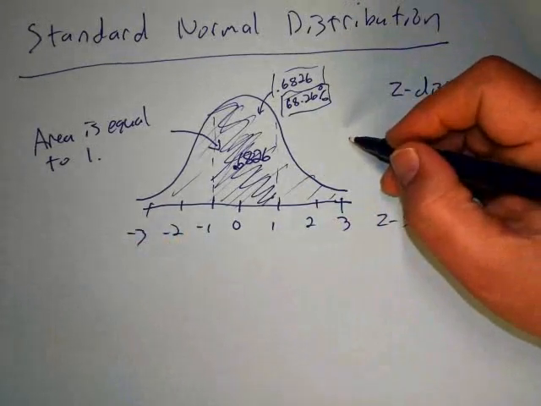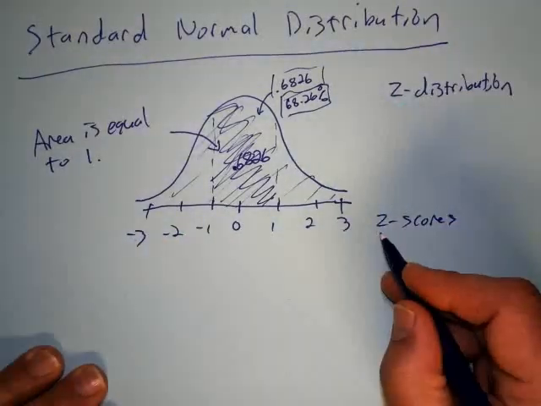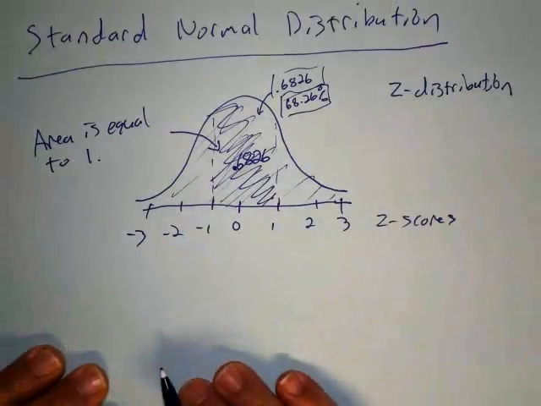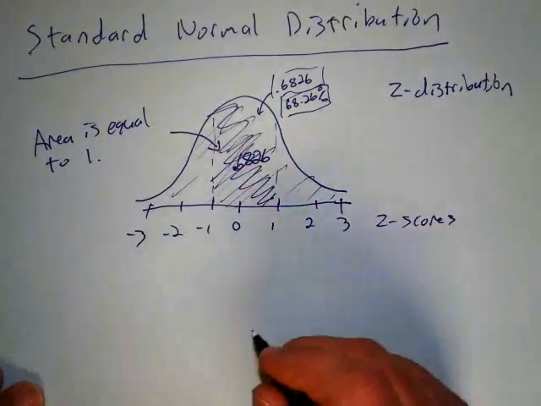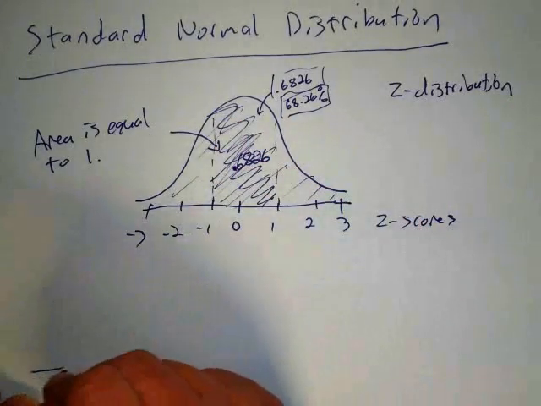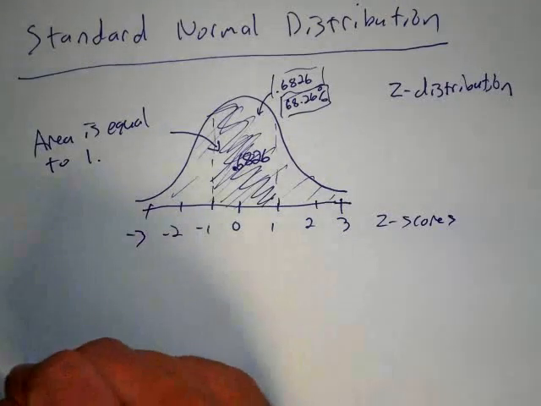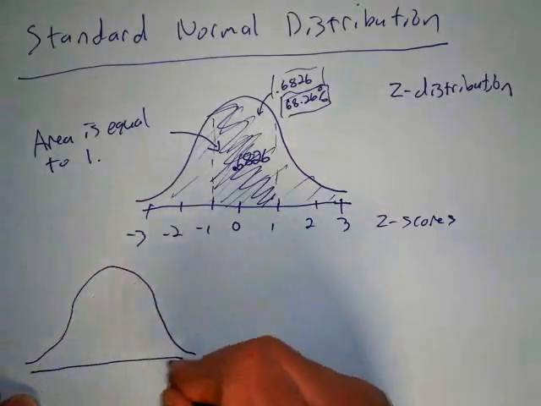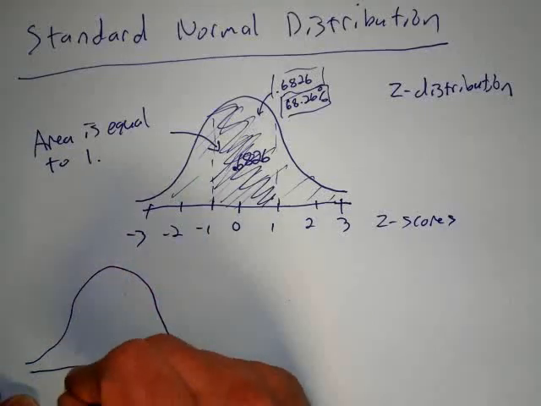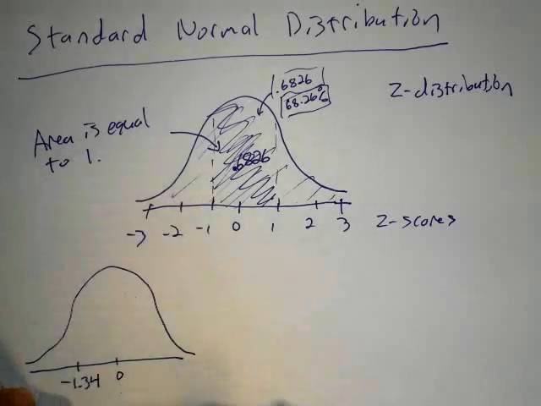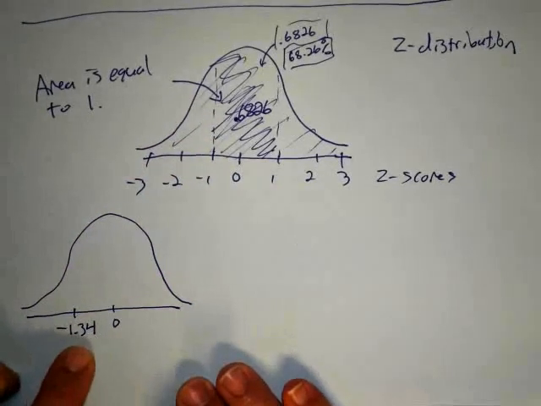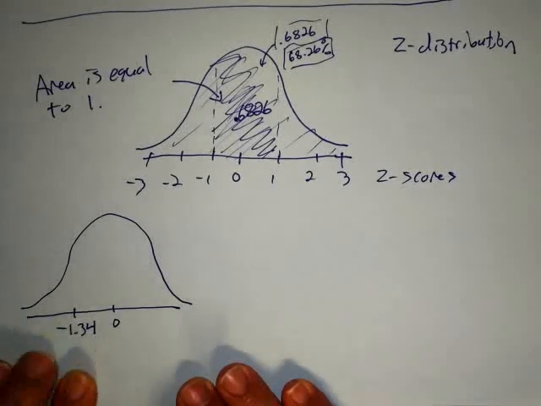What we're going to do is look up these z-scores along the bottom. We're going to look those up on the table, and it'll give us an area. Okay, so now let me give you an example. Let's say I'm going to look up -1.34. So our z-scores will always have 2 decimal places, to the hundredths place.